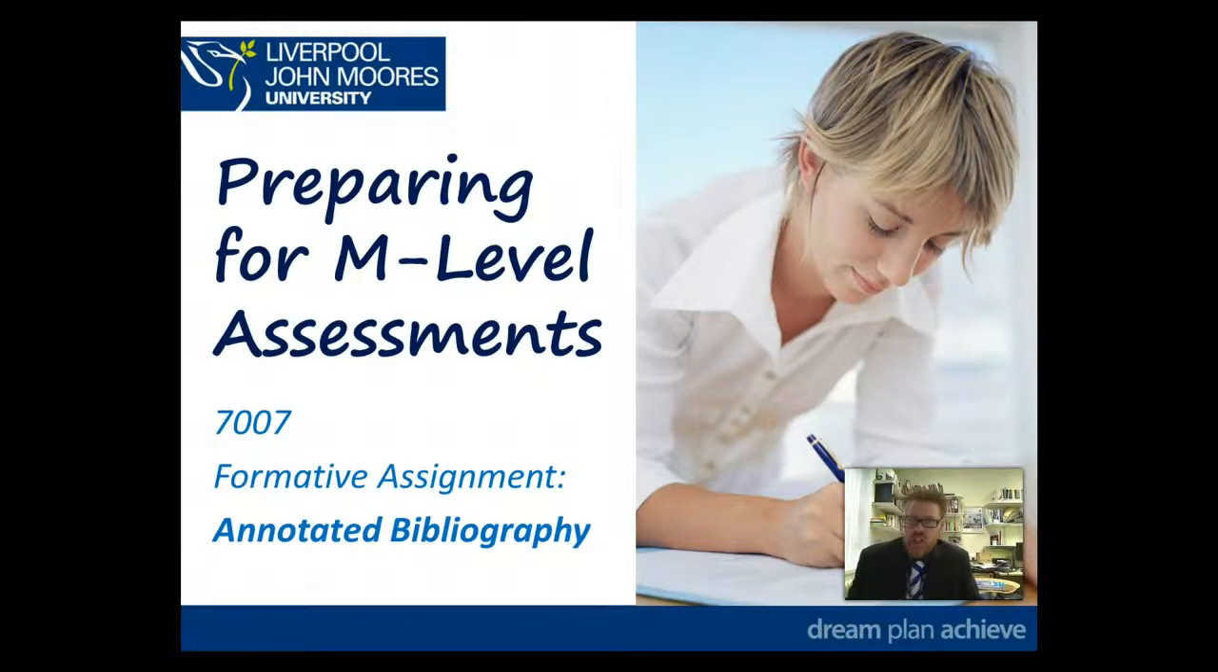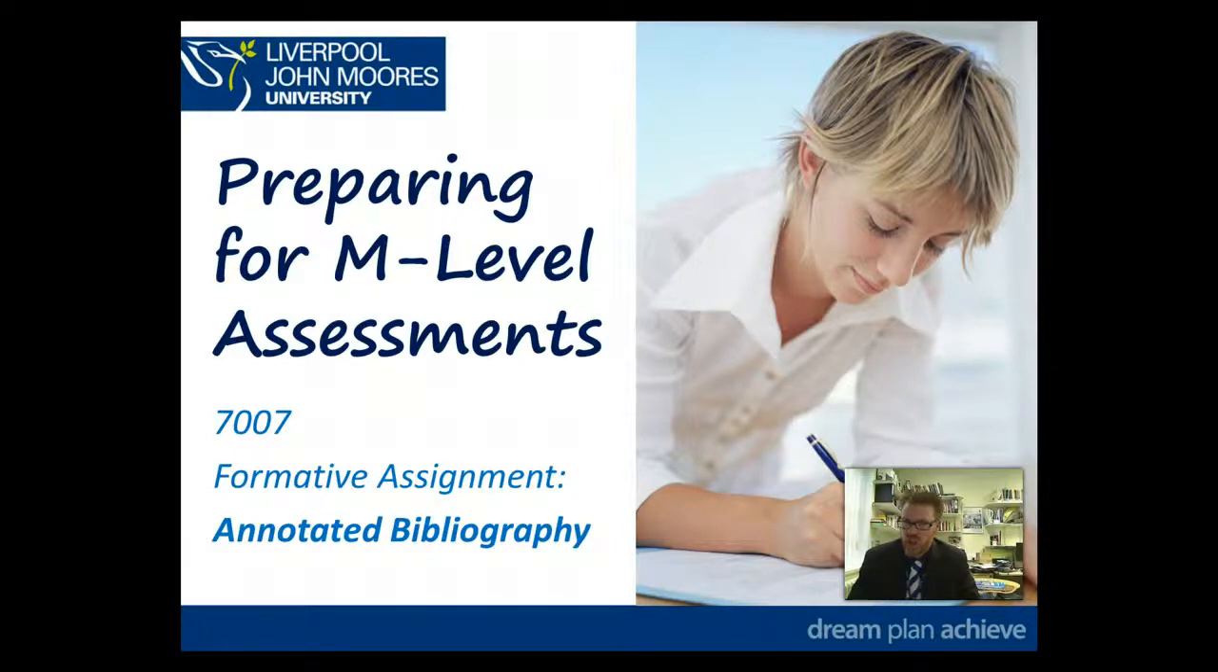Okay, the screencast is for the formative assignment for 7007, that's the Annotated Bibliography. The context for this formative assignment is within the 707 Learning, Teaching and Assessment module, where the first summative assignment is going to be a literature review and research design, in preparation for an action research project which will culminate in writing a research report, where you'll have put an intervention into practice within your teaching and evaluated it.